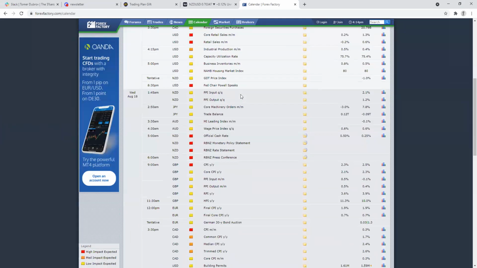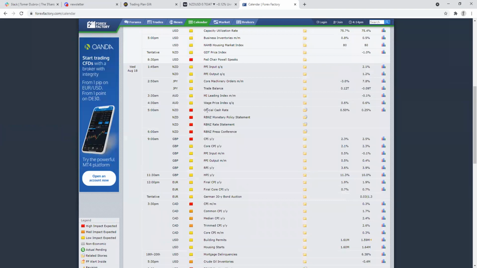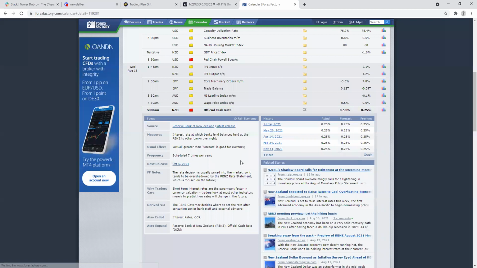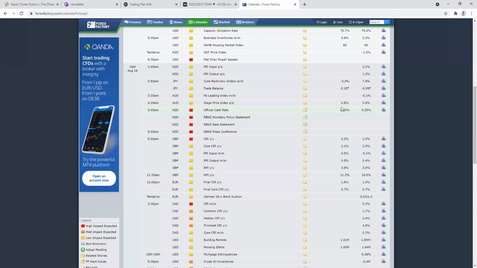So if we go to Wednesday, look at this announcement we have. Okay, these kind of events, the cash rate, there's an expectation of an increase in the interest rate in New Zealand. And that kind of news announcement, when we expect a raise, tends to cause a break of the technical patterns or technical levels.